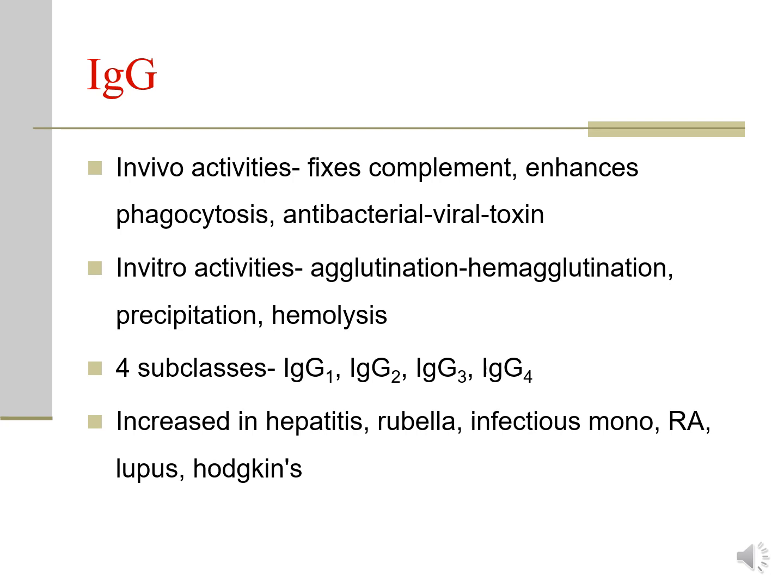IgG3, and IgG4. IgG can be increased in cases of hepatitis, rubella, infectious mononucleosis, rheumatoid arthritis, systemic lupus erythematosus, and Hodgkin's lymphoma. 70 to 75% of all circulating globulins are IgG class. Some is also found in cord blood, and that would make sense because it does cross the placenta.